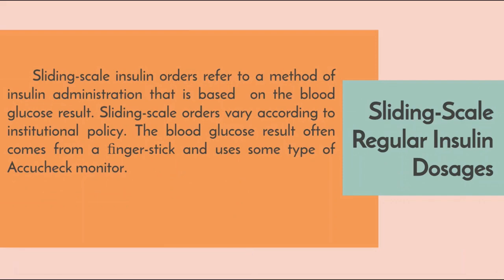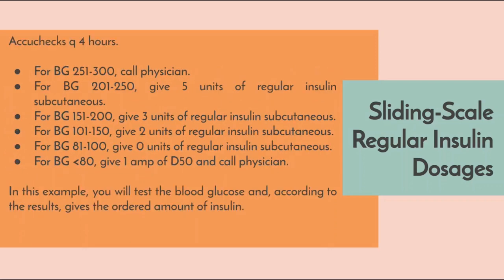Sliding scale insulin orders refer to a method of insulin administration that is based on the blood glucose result. Sliding scale orders vary according to institutional policy. The blood glucose result often comes from a finger stick and uses some type of Accu-Chek monitor. The order will read something like this. Blood glucose is abbreviated as BG. Accu-Chek every 4 hours. For BG 251 to 300, call physician.